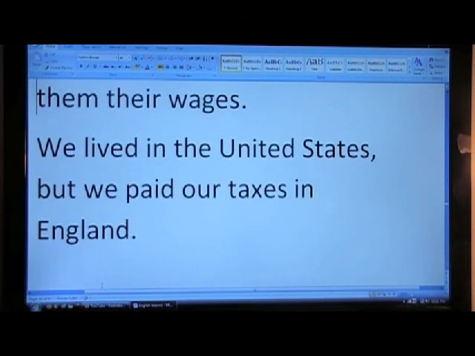We lived in the United States. One complete sentence. But we paid our taxes in England. Another complete sentence connected with a comma and a but. We lived in the United States, but we paid our taxes in England.